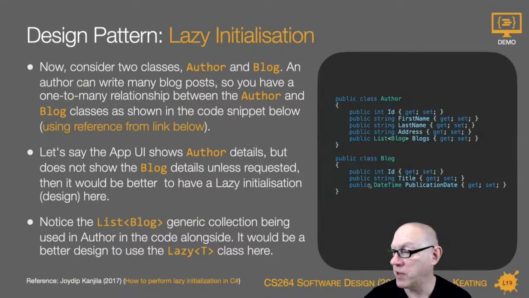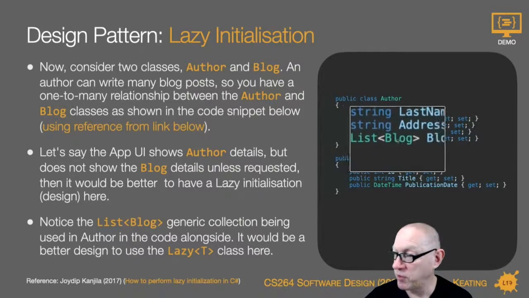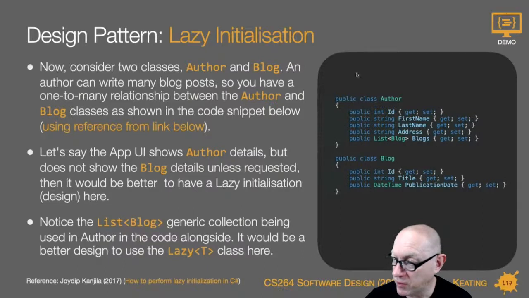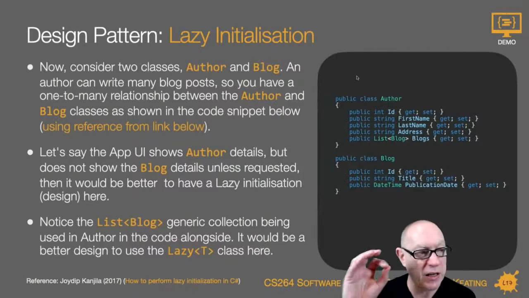Author has some information and creates blogs, so an author has blogs, and you can see that there's a list of blog entries included. So this class has this class. It's just the relationship here in terms of the UML, if you want to start thinking about this.